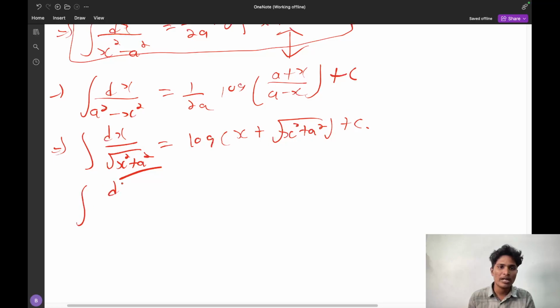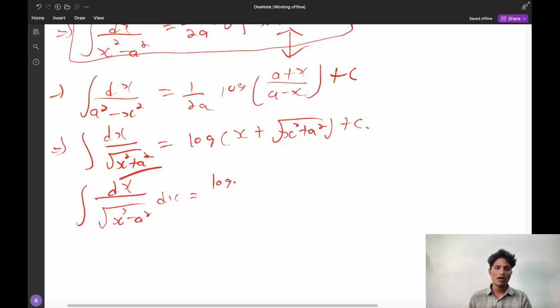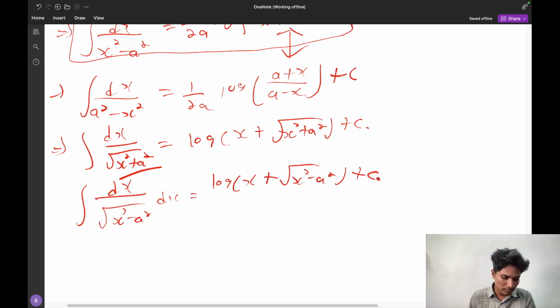And what if it is like this, that is dx divided by root of x square minus a square? If that is the case, it will again be log of x plus root of x square minus a square plus c.